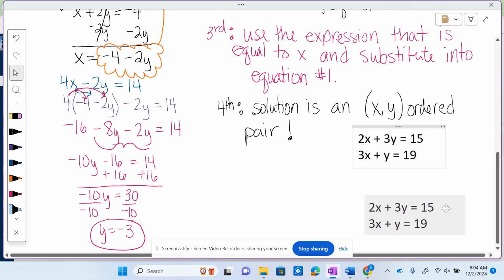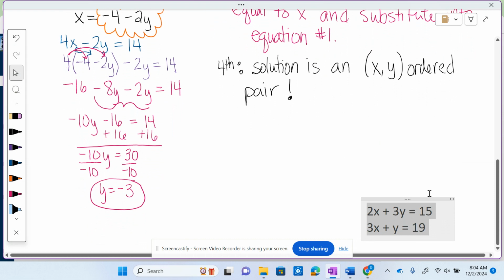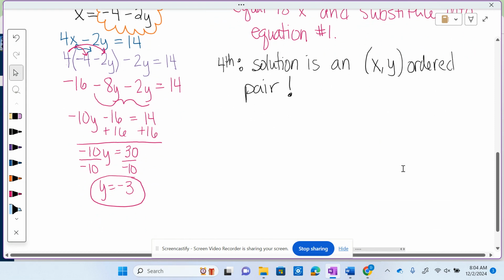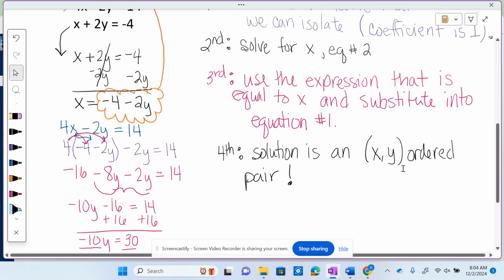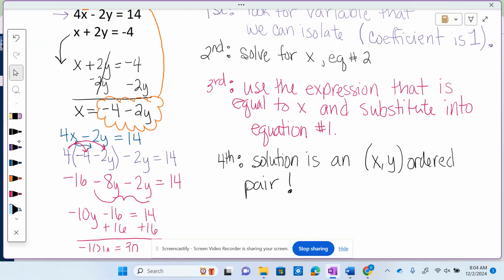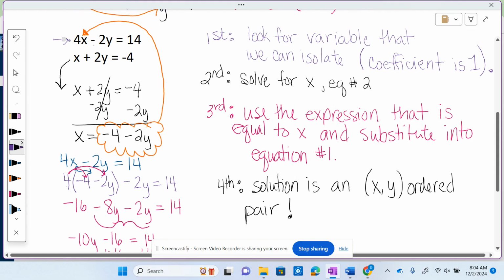So again, this is our next example. So what equation do we have to use? Does it matter which equation we use to find the value of x? It doesn't matter which equation you use. It just has to be one of the originals. So do you want to use equation number 1, 4x minus 2y equals 14, or equation number 2, x plus 2y equals negative 4? Number 2.